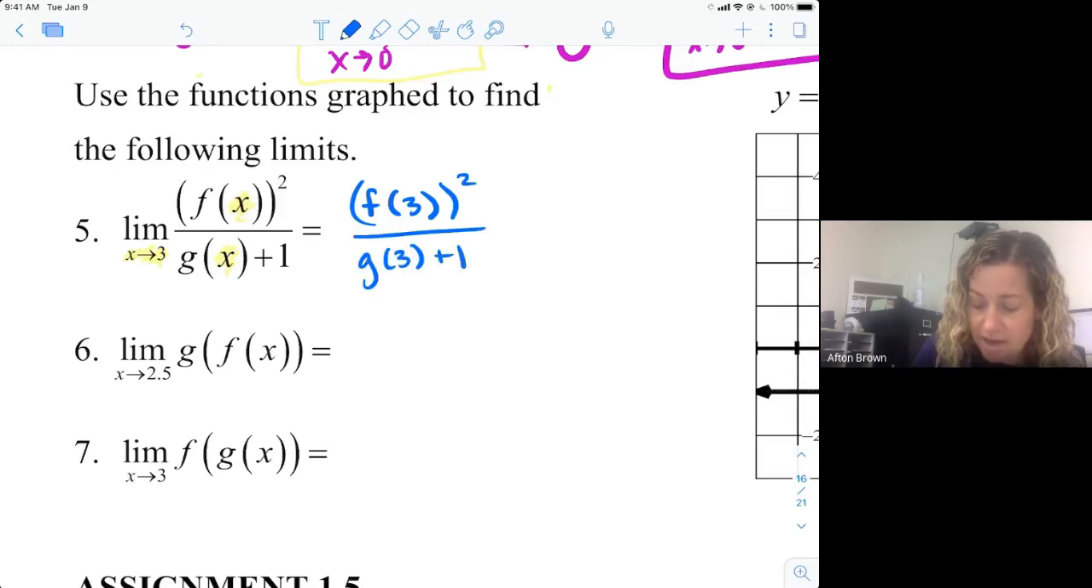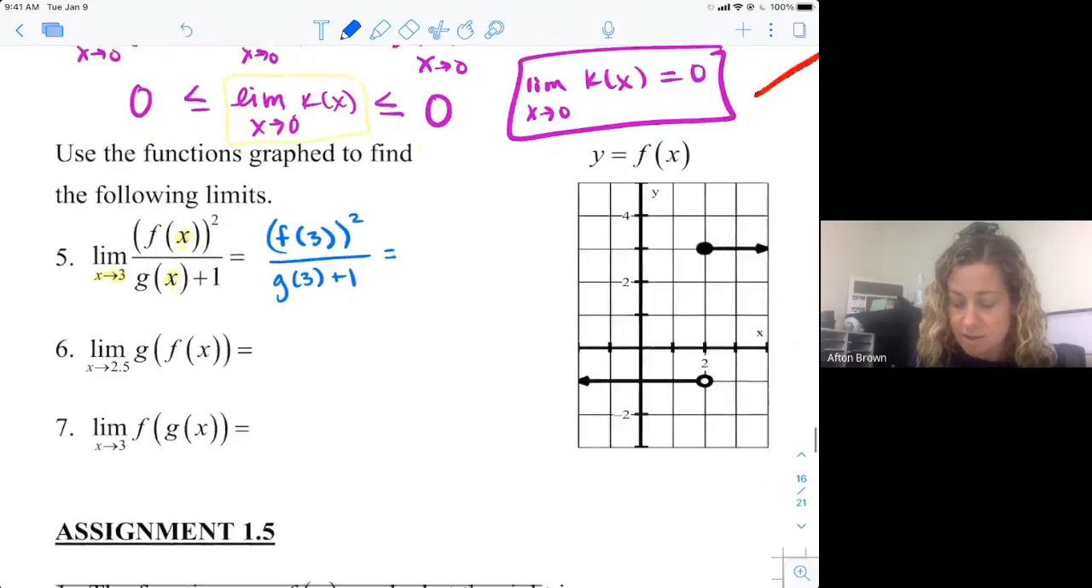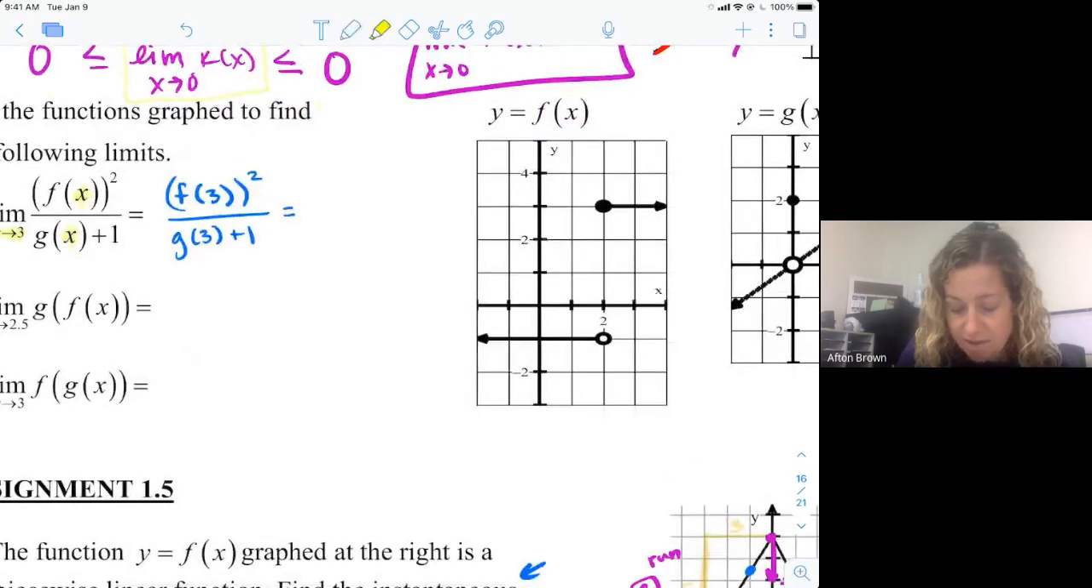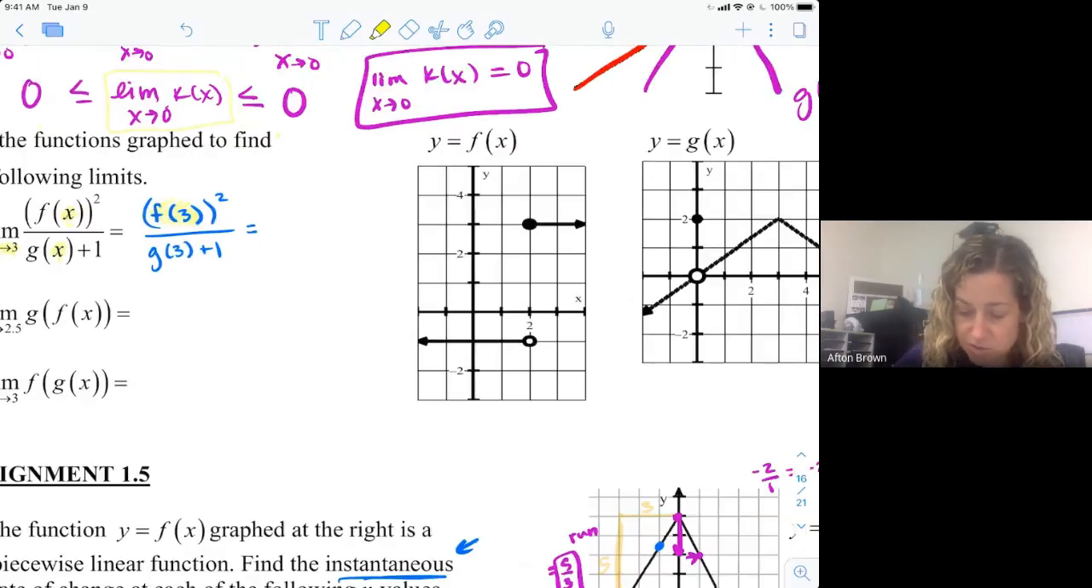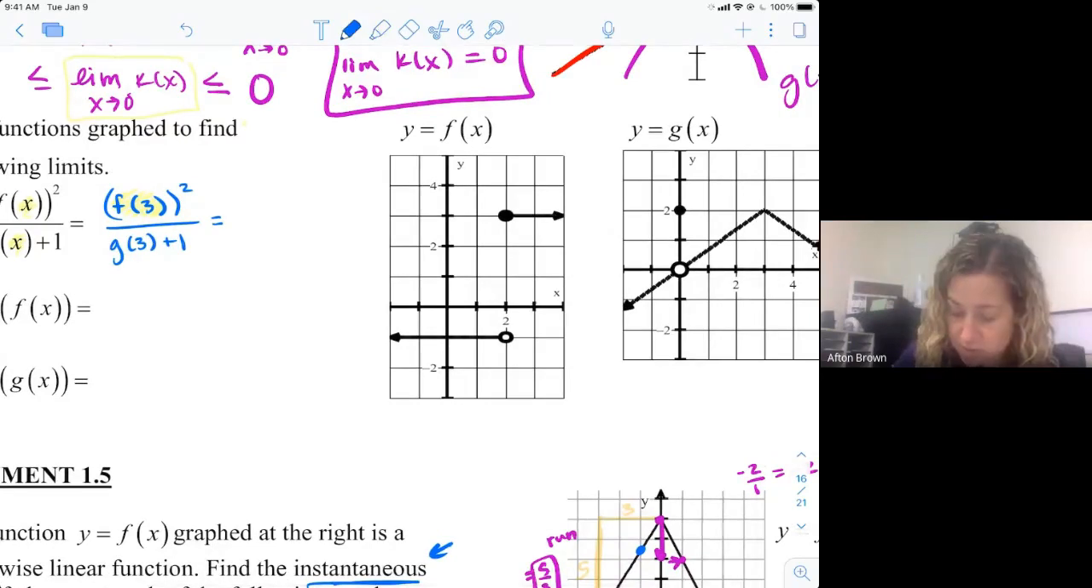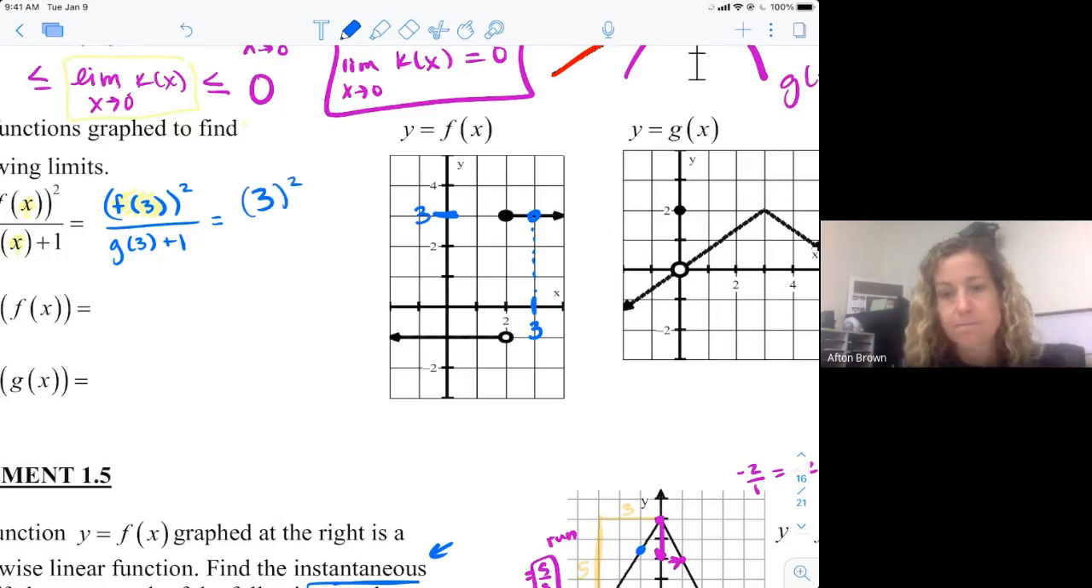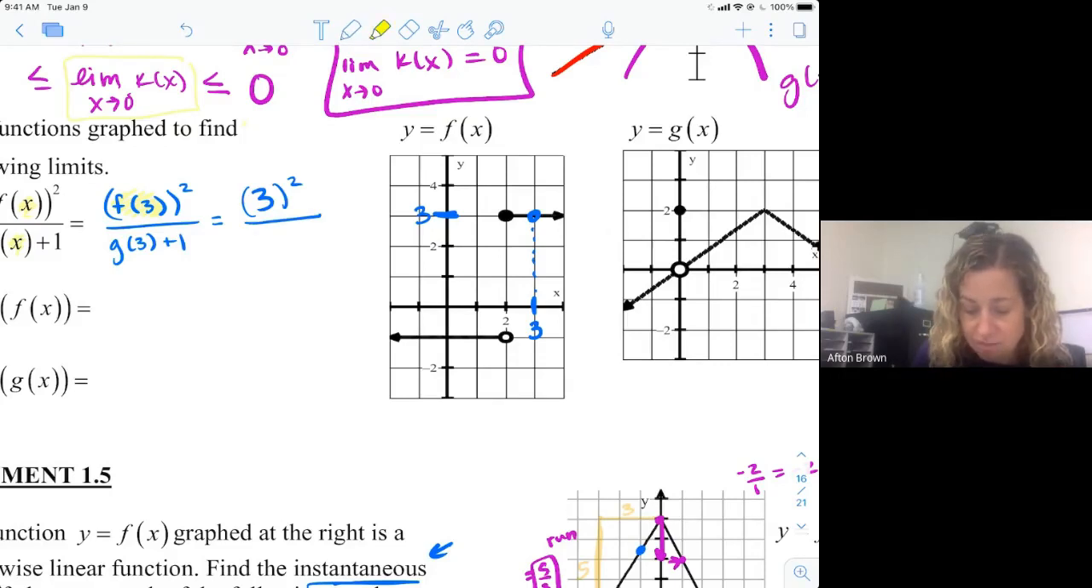And then we can use the graph to try to evaluate this. So when it says f at 3, that's asking for the function value on the graph of f when x equals 3. So f is this first function. So I'm going to go to x equals 3. So 3 is here. I go up to the function and I find the value of the function. So f at 3 is that y value. That y value is 3. So the numerator would be 3 quantity squared.